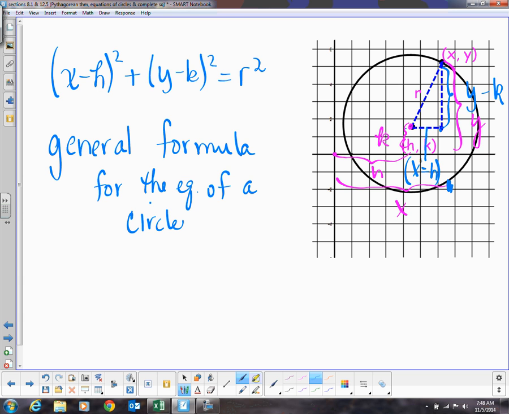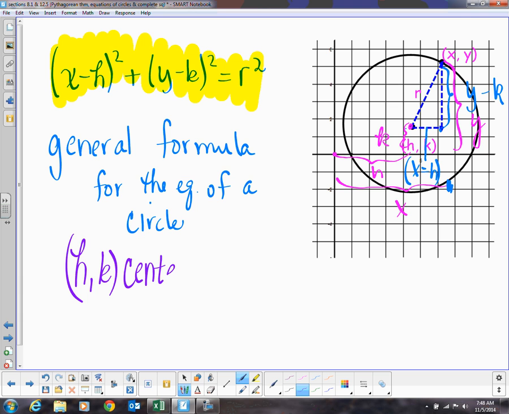I need you to know this. And more importantly, (h, k) is your center, and r is your radius. Not r squared, r. You have to square root that number.